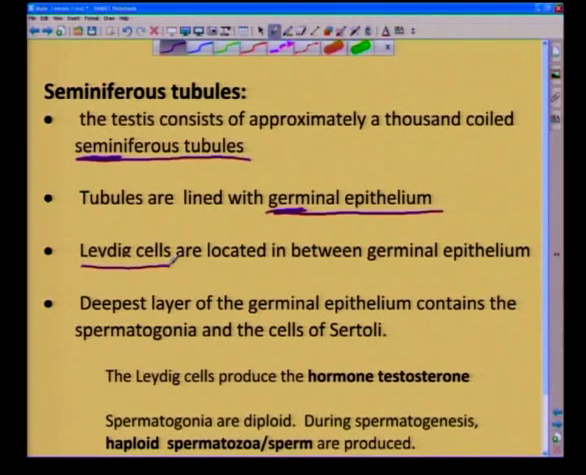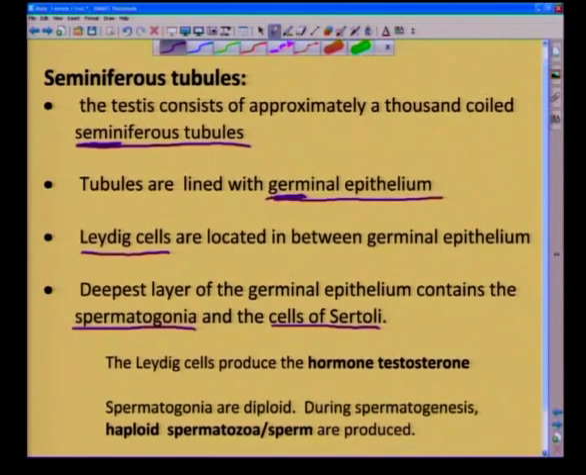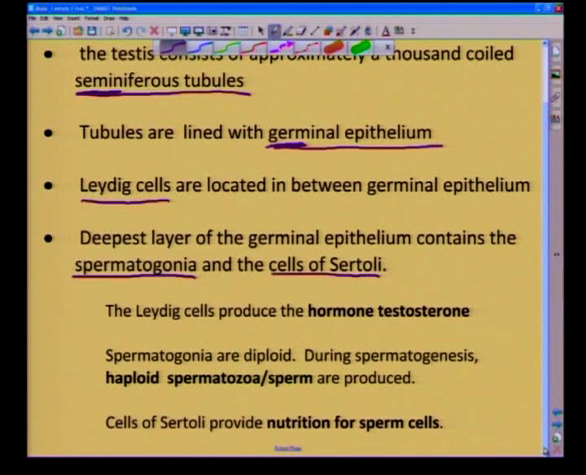Now you've got pre-hormones or precursors to the hormone release, which is called luteinizing hormone, and that is going to help stimulate your Leydig cells to then produce testosterone. Your deepest layer of the germinal epithelium contains the spermatogonia. And the spermatogonia are your main sperm cells, and also the cells of Sertoli. Now, let's look at what these cells do. The Leydig cells produce the hormone testosterone, as I've already said.